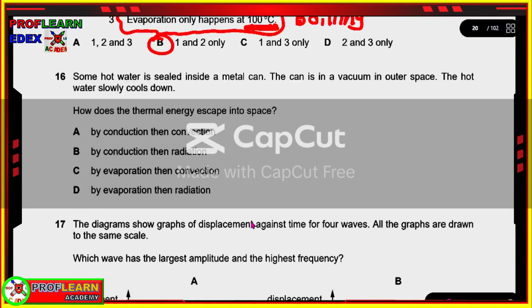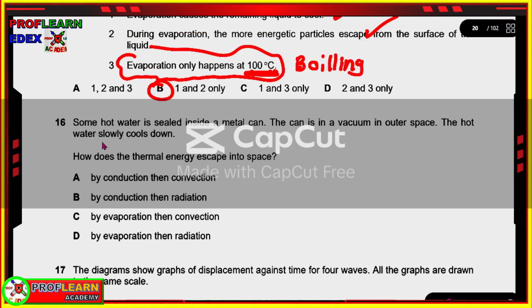All right, so moving to another question here. Some hot water is sealed inside a metal can. The can is in a vacuum in outer space. The hot water slowly cools down. How does the thermal energy escape into space?